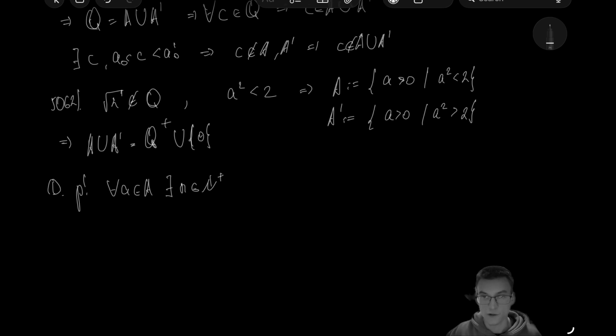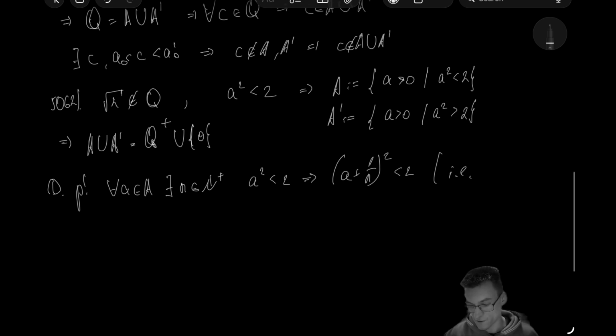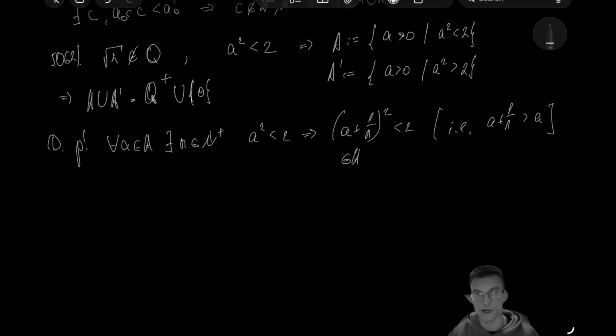n positive, which belongs to the natural positive numbers, such that a squared less than 2 logically implies that (a plus 1 over n) squared is less than 2. It is kind of because a plus 1 over n is greater than a. So we're essentially saying that for any a, there is always a greater a, which also belongs to the set, but at the same time, it is smaller than 2. That means it also belongs to the lower class. So there is no maximum in the lower class.